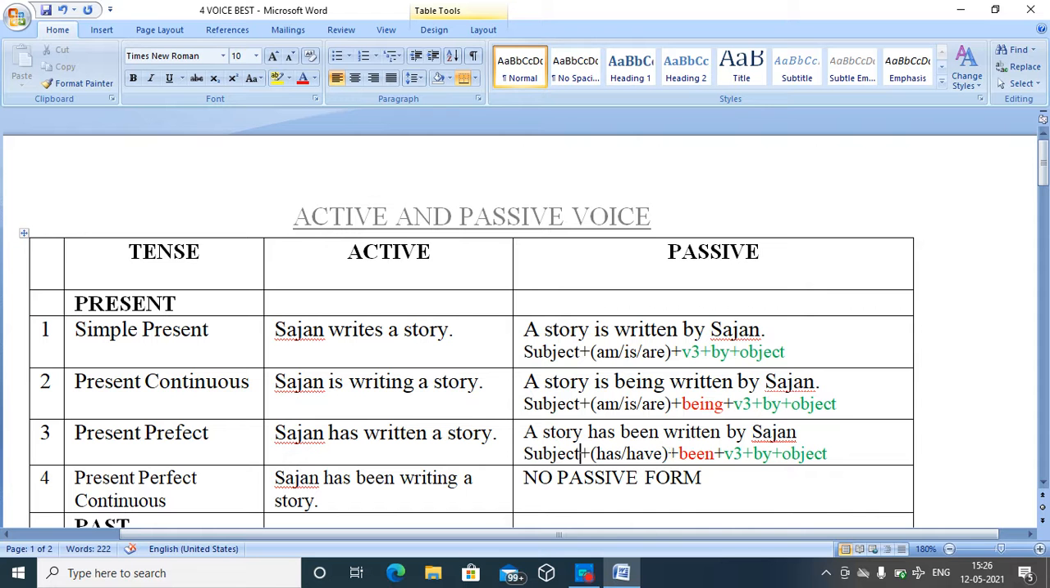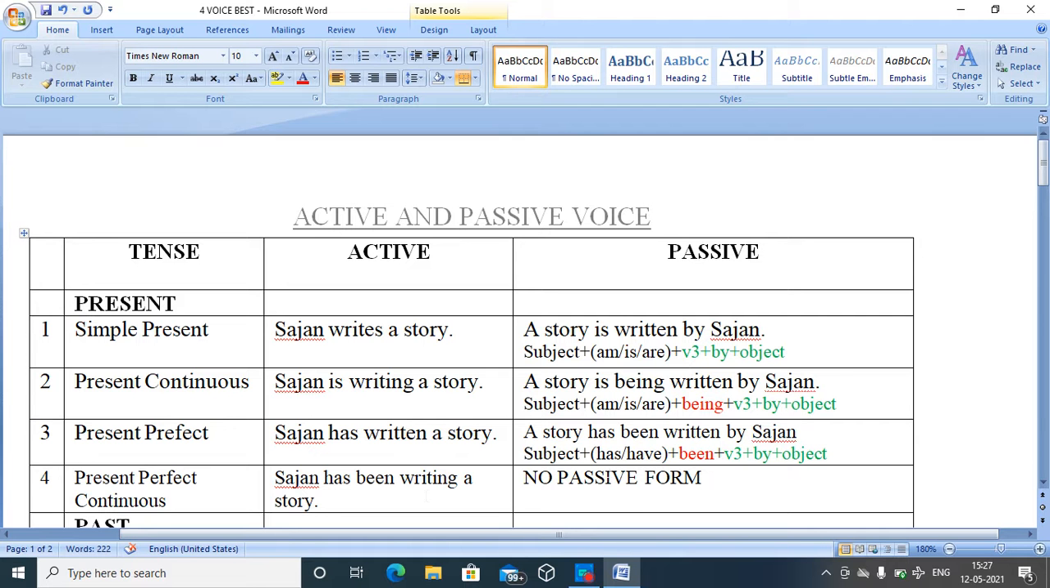With the addition, you understand that this is "a story has" or "have". Story, as it is, is a singular subject, so "has" plus "been" as the constant, and our usual method: V3 plus "by" plus object. That's why I told you "written". This is already available here. "Written" is already available there. By plus object. The subject becomes the object. That's all. So, already present perfect.